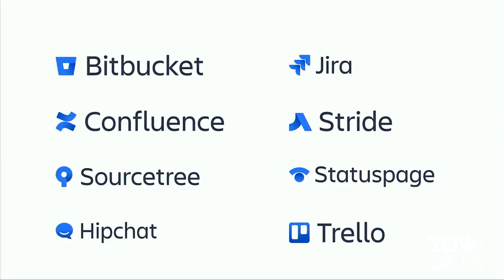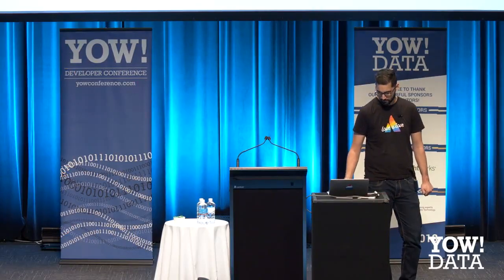Tools like Confluence, which allows you to create documents and collaborate on pages. Stride, which is our newest product, a cloud-based team communications tool. And Trello, a product management tool, allowing you to collaborate on boards, lists, and cards. And there are many others as well.